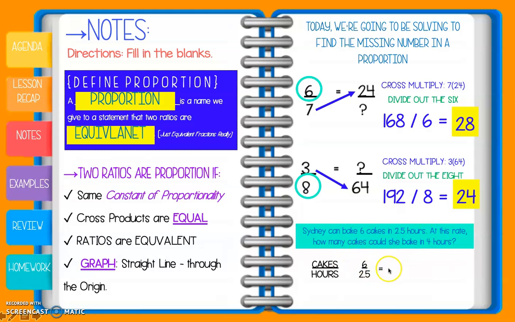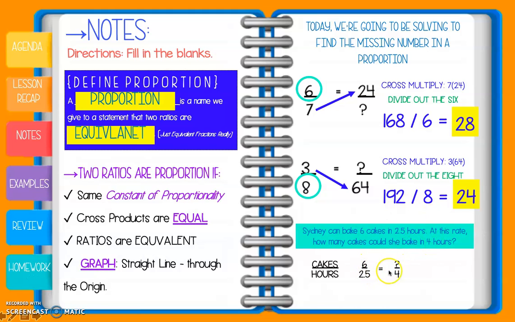On our second proportion, we don't know how many cakes, so that's when we're going to put our question mark. And we know we want it to be in 4 hours, so we're going to have our question mark over 4 hours. In your real-world problems, this one extra step is just defining your proportion. I've got the cakes on the top, and I've got the hours on the bottom. And then we're going to solve it the exact same way.